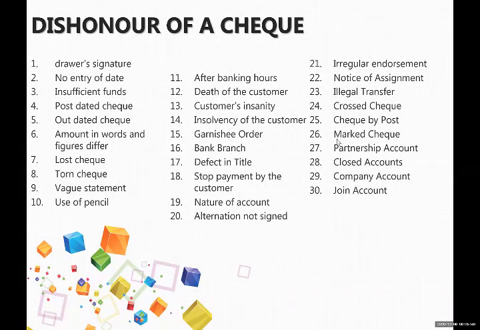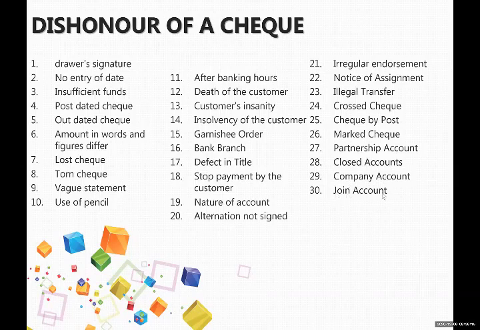Marked check. If you have any spot of ink on the amount, words, or payee, the bank can refuse to make the payment. Partnership account: if one partner forgets to sign, the bank will refuse to make the payment. In a partnership account, both partners are supposed to sign. Closed account: definitely, if the account is closed, the bank will refuse to make the payment.